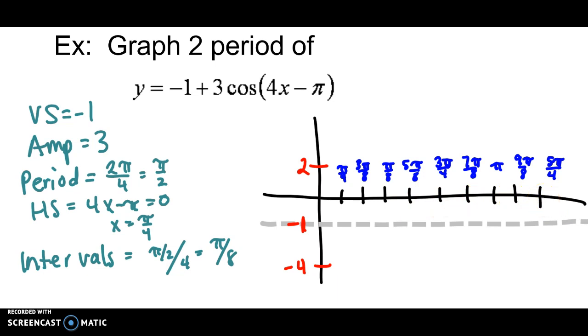So back to the drawing board here. If I'm starting at pi over 4 and it's a cosine graph and it's positive, I am going to start up here at 2, and then, oops, that last one was bad. Ignore that.